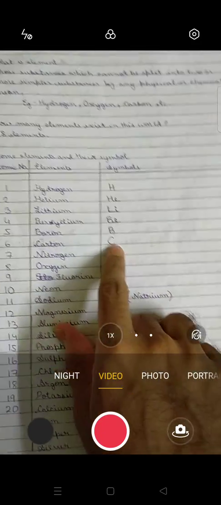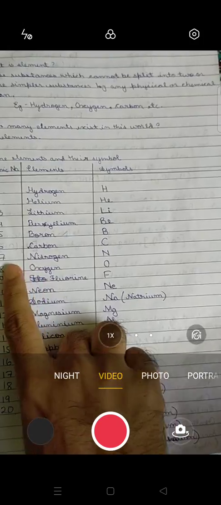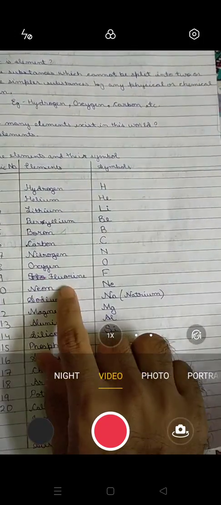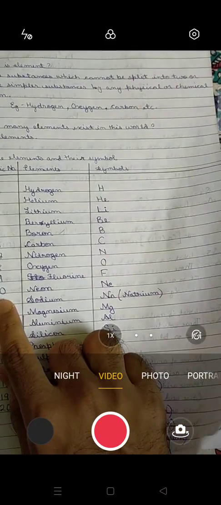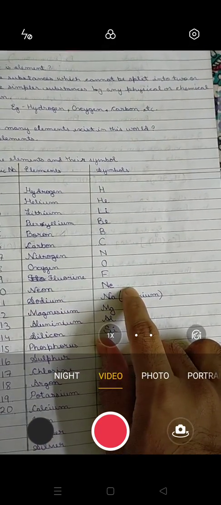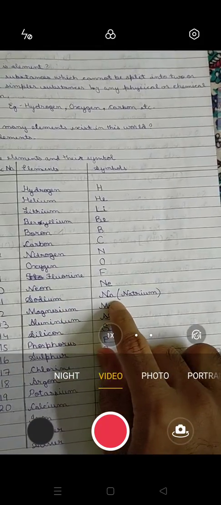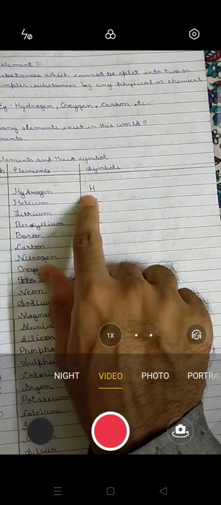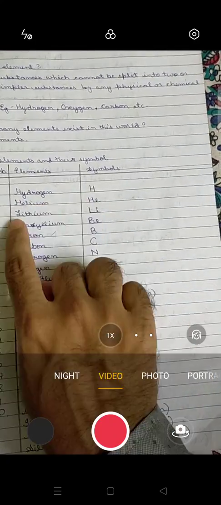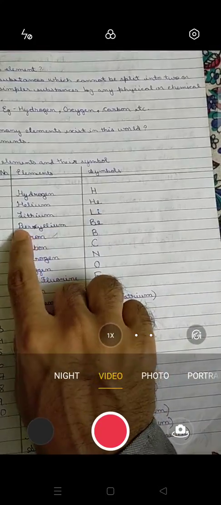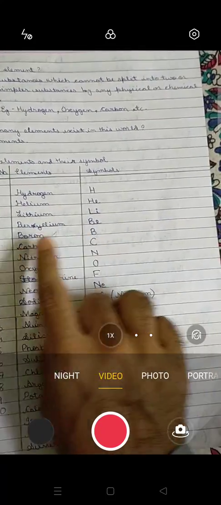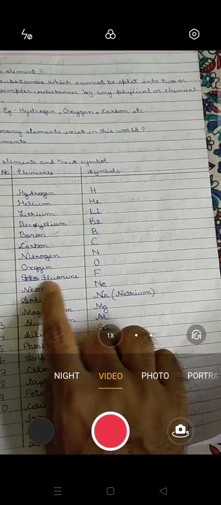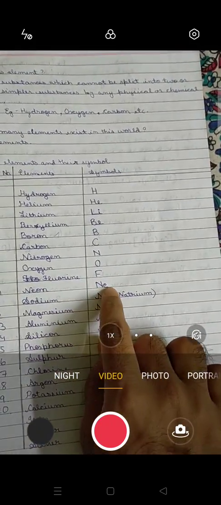Number 6 is carbon, C. Number 7 nitrogen, N. Number 8 oxygen, O. Number 9 fluorine, F. Number 10 neon, Ne. Number 11 sodium, Na. And you can see all the names: hydrogen H, helium He, lithium Li, beryllium Be, boron B, carbon C, nitrogen N, oxygen O, fluorine F, neon Ne.